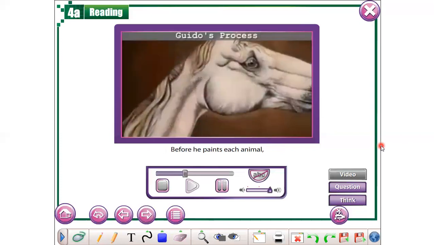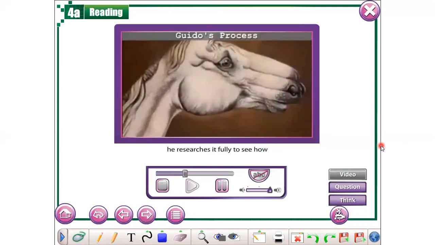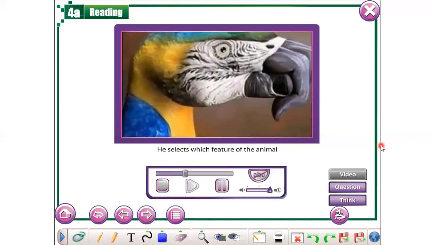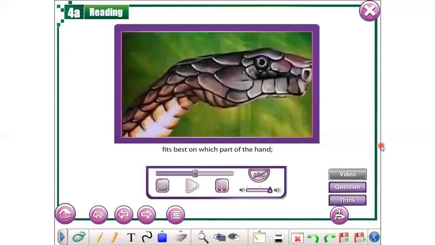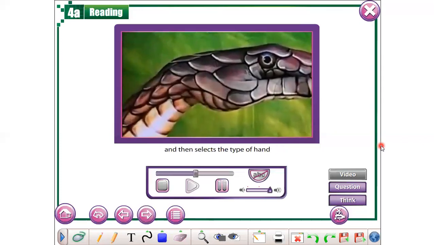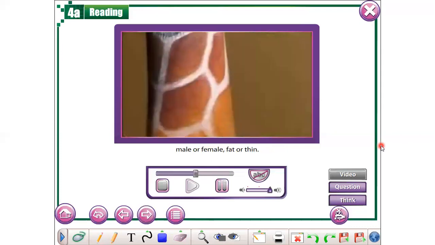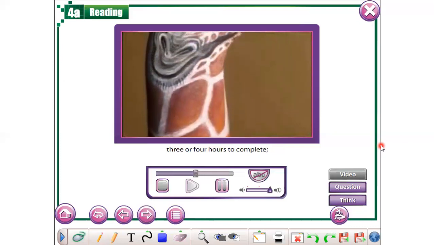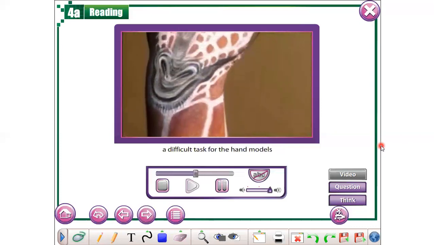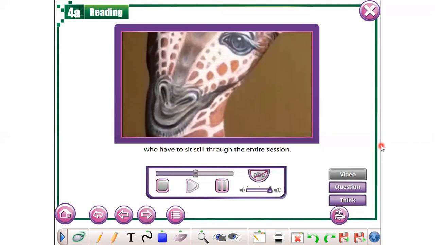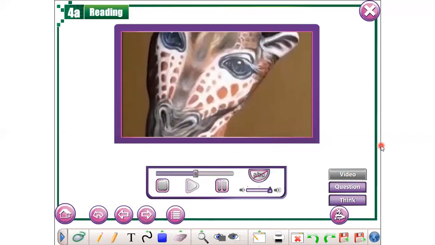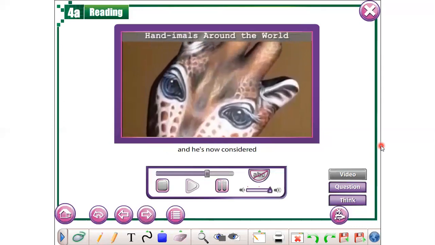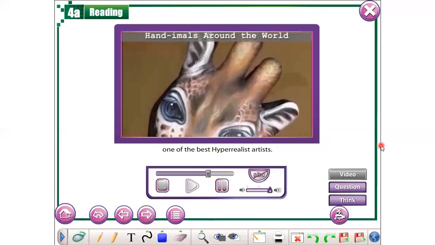Before he paints each animal, he researches it fully to see how he can transfer it to a hand as realistically as possible. He selects which feature of the animal fits best on which part of the hand, and then selects a type of hand, male or female, fat or thin. Each hand-animal takes 3 or 4 hours to complete, a difficult task for the hand models who have to sit still through the entire session. Guido's work has been exhibited throughout the world, and he's now considered one of the best hyper-realist artists.